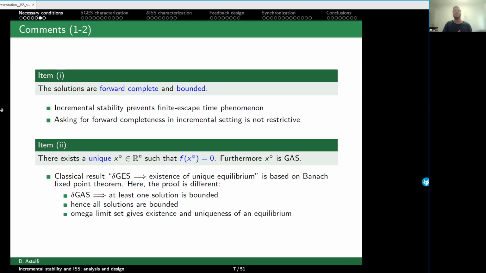Since it is delta GAS, we can show that at least one solution is bounded. Hence, all solutions are bounded, and therefore, using the omega limit set, we can also show existence and uniqueness of an equilibrium.